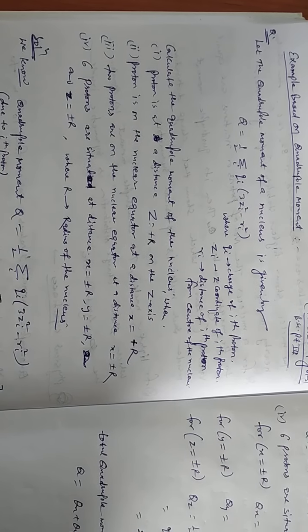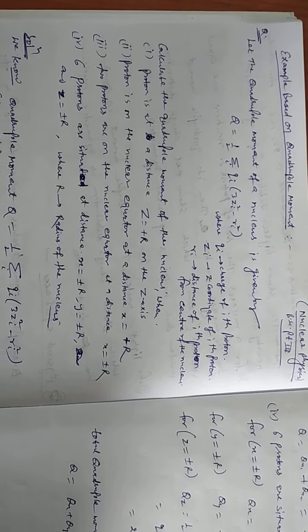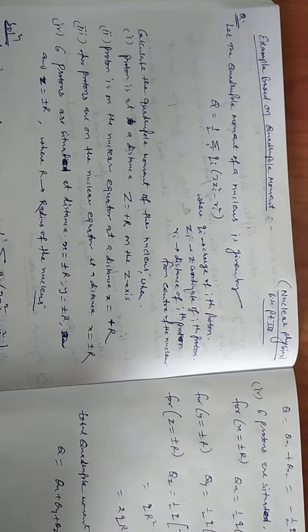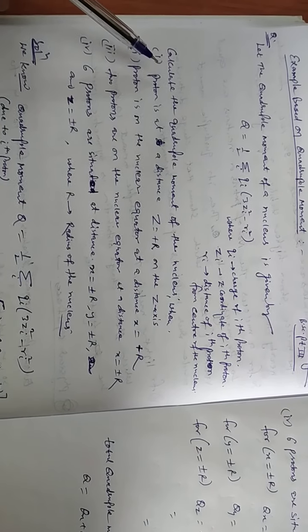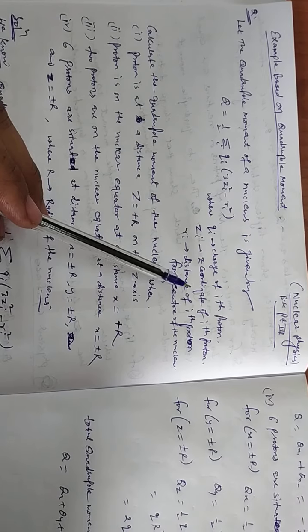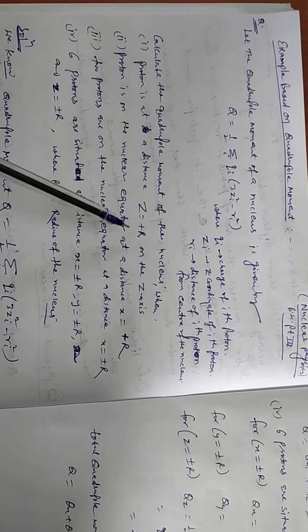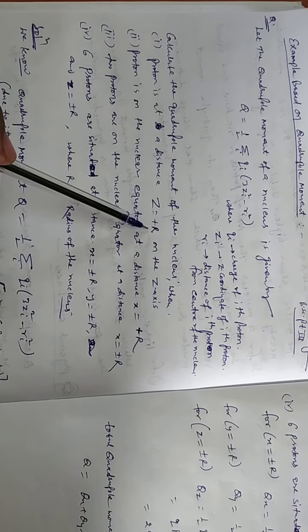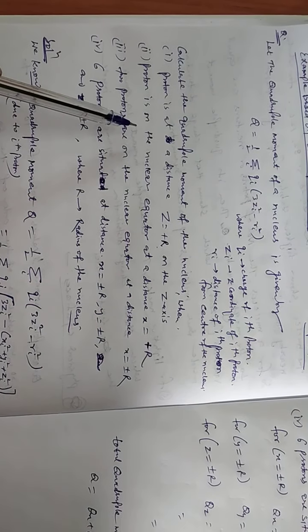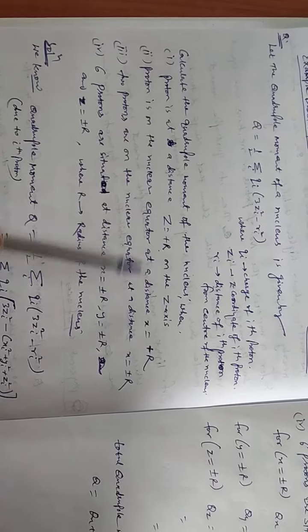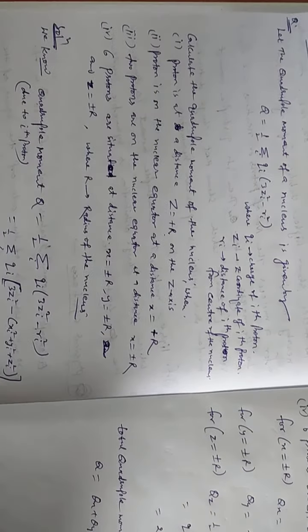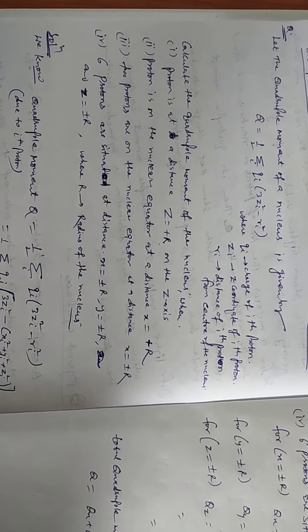Now we calculate the quadrupole moment in 4 cases. This is given. First of all is when Q is placed at Z equals plus R on the Z axis, and the second one is this one, third one is this, and fourth one is this. Let us see one by one these cases.